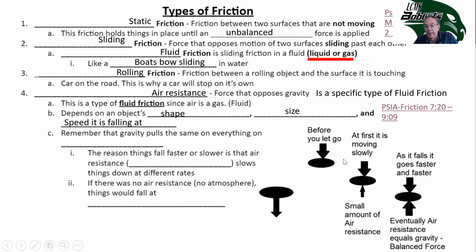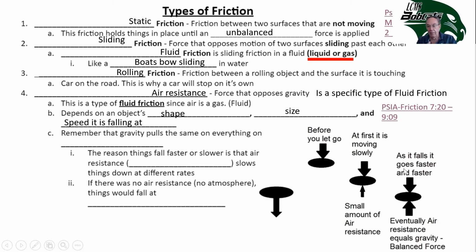Now, in these three diagrams, the force pushing down is gravity. So gravity is the same on the object, no matter whether you're just holding it in the air, whether you just let it go, or it's been falling for a while. So this gravity arrow, this force, is the same. As it's falling slowly, the amount of air resistance is small. So it continues to fall faster and faster because we have unbalanced forces here. The force pulling down is greater than the force of the air resistance pushing up.